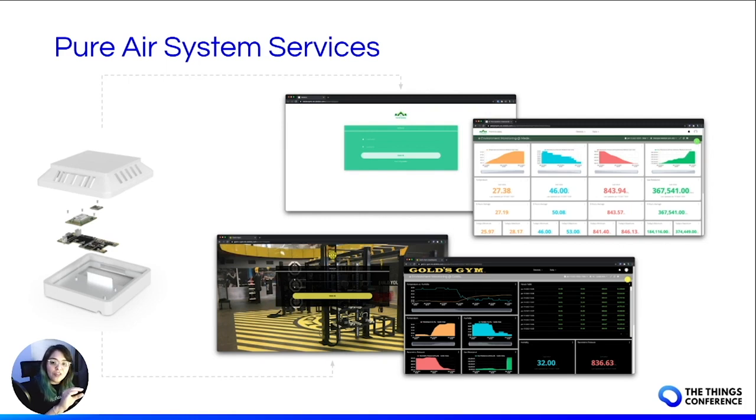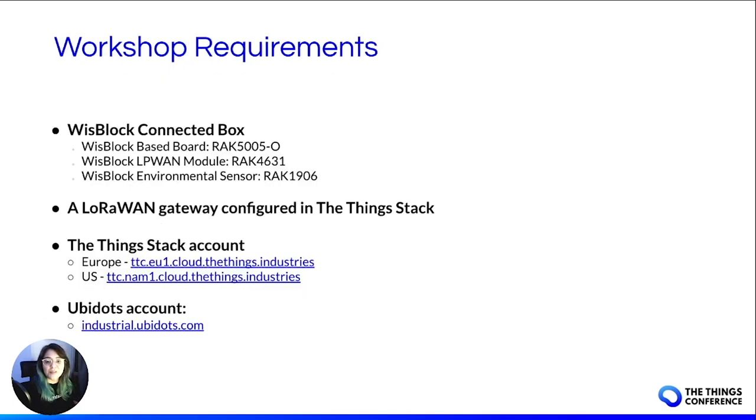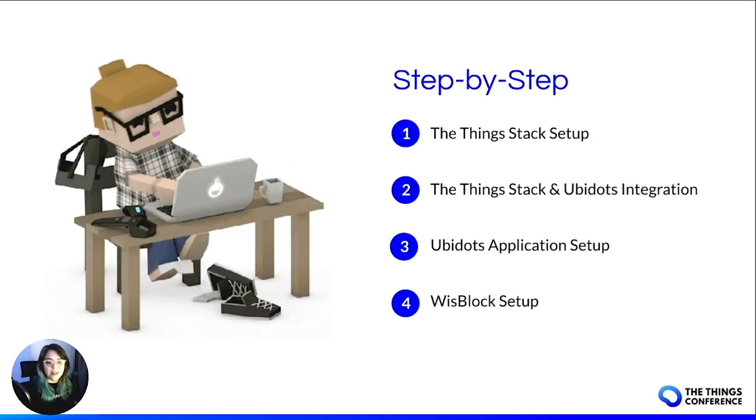We will go through all the processes of creating a customized IoT application for the company Pure Air System, or yours, which will look just like this one. The requirements to make this workshop happen are a WisBlock connected box where we're going to be using just the WisBlock base, the WisBlock core, and a WisBlock sensor, the environment sensor. We need to have a LoRaWAN gateway already deployed in our Stack account. We have to create, of course, a Stack account in case we don't already have it, as well as an NB-IoT account.